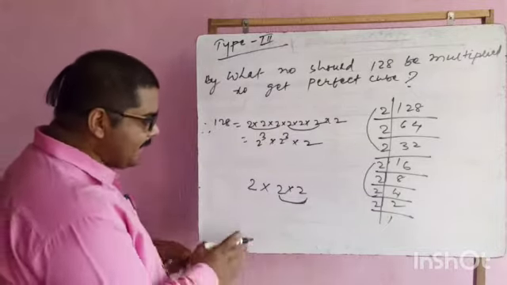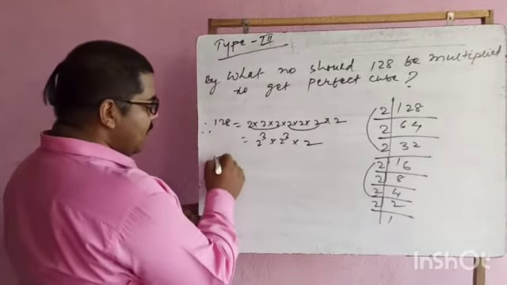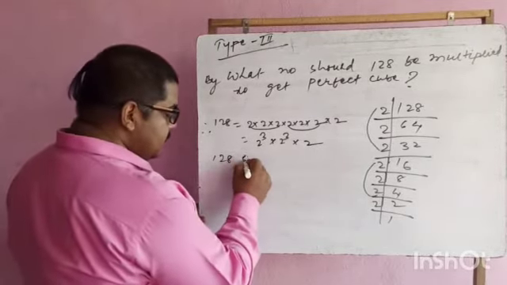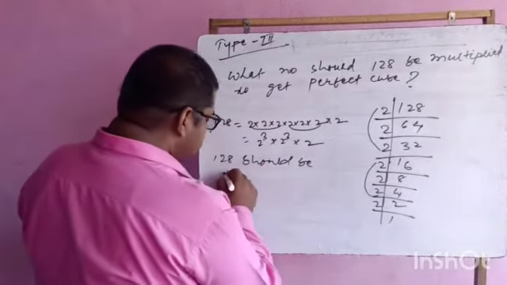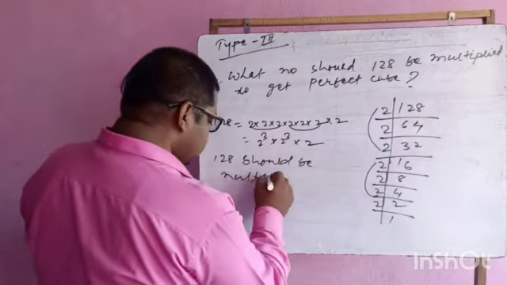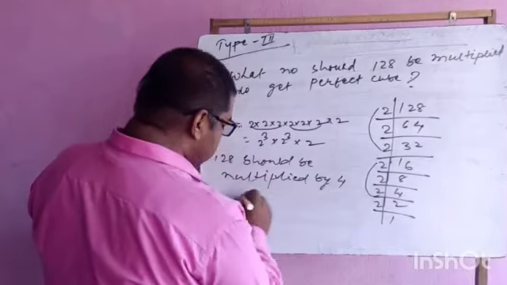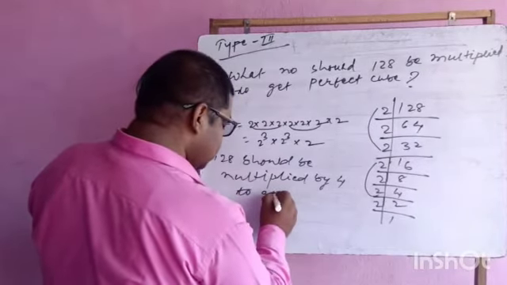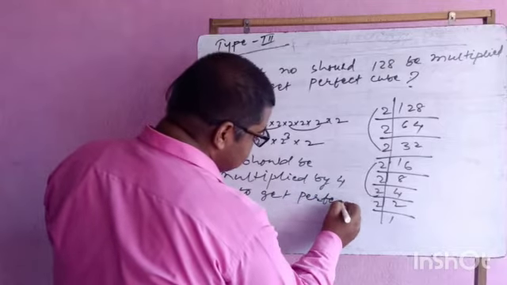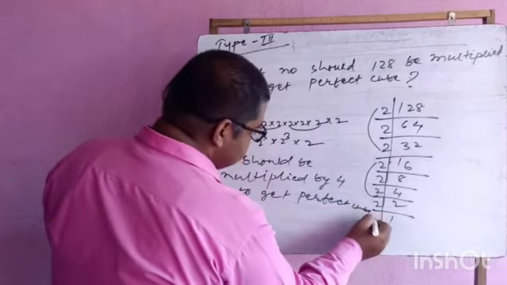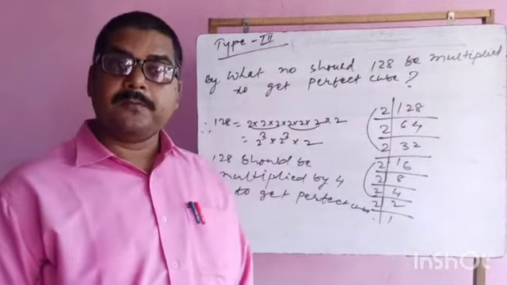So what is the final result? The final result is that 128 should be multiplied by 4 to get a perfect cube. Understood? So it is multiplied by 4 to get a perfect cube.